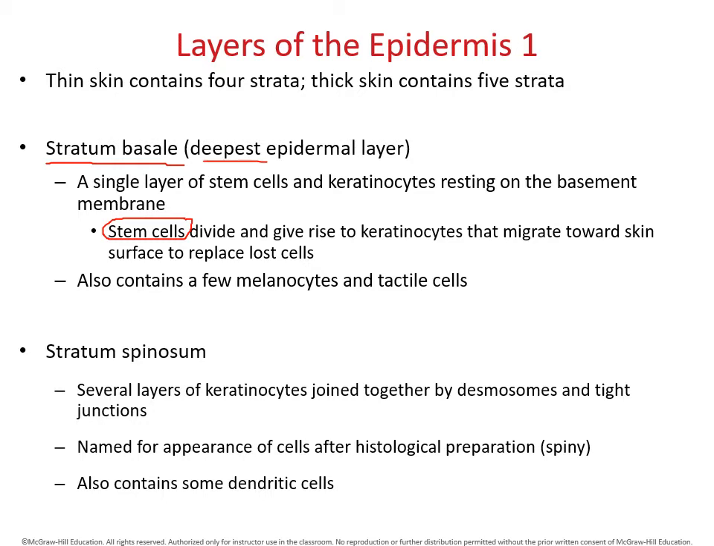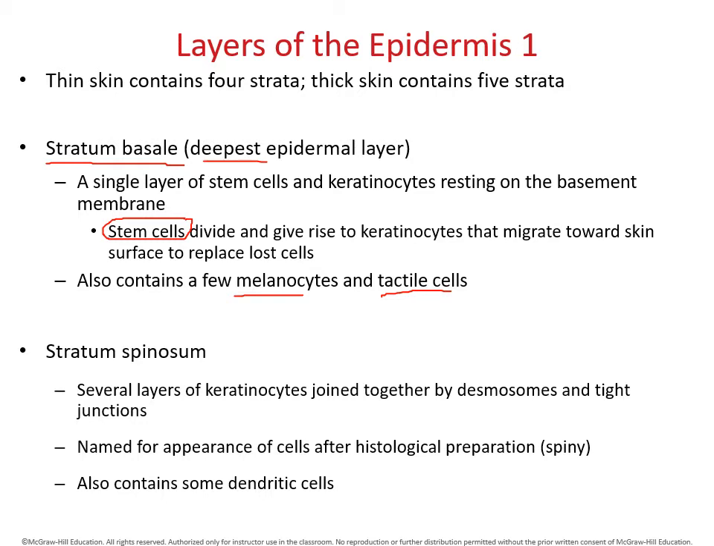The reason why your stem cells are located at the basement layers is because that gives them the closest contact that they can to the blood vessels, because it has a high nutritional demand for the cell to continue to replicate and transform itself into keratinocytes. You will also have a few melanocytes in the stratum basal, and also some tactile cells because they're interacting with the nerves that you can find in the basement membrane of your epithelium layer.